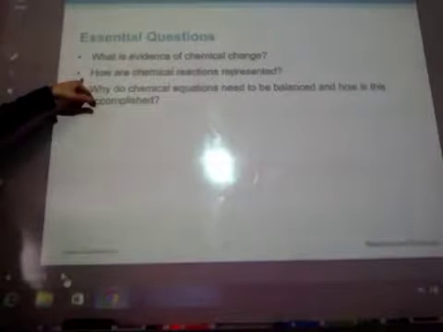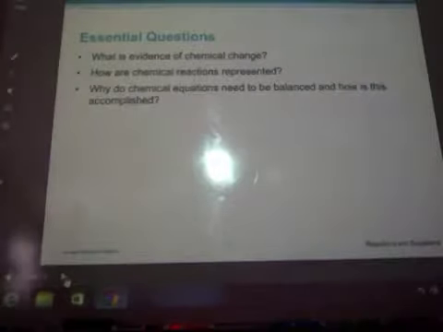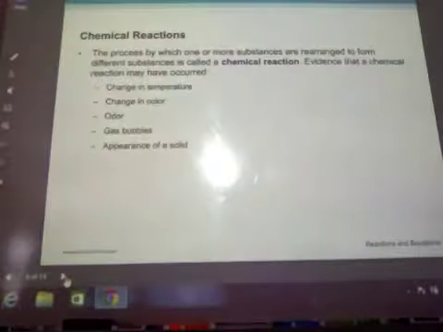Chemical equations: how do we draw them, and why do they need to be balanced? We'll talk about the why, and then we'll actually balance some of them. And then there's your vocab.